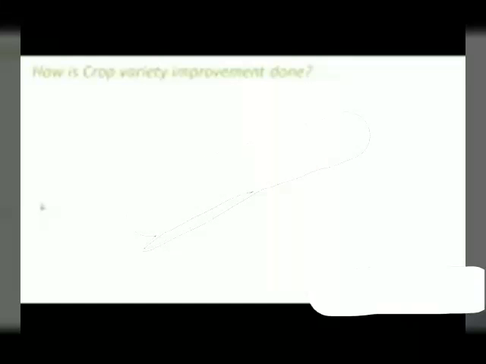See how is crop variety improvement done. Now we understood why we need to do this. So now let us see how we can do this. How do we actually improve the variety of a crop? The technique is hybridization. So this process is known as hybridization. It is a very useful thing and a very important term in crop variety improvement.